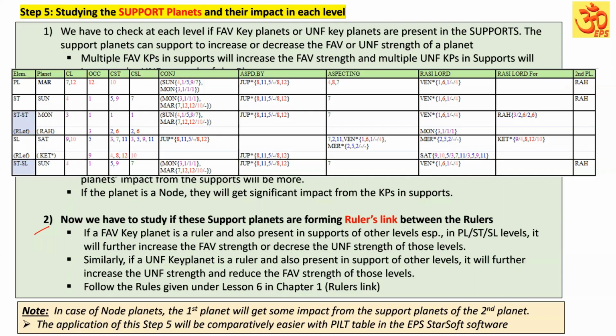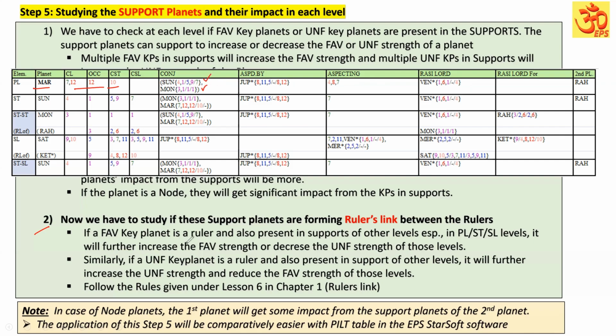You check this planet Mars. The Mars planet is the 7th lord, 12th lord, occupying the 12th house and star lord for the 10th. Is the planet having a favorable key planet in its supports? Yes, it is having the Sun, a good key planet, and the Moon. It is also a favorable key planet, but the Sun is a very good key planet because it is the 7th sublord, 5-9 star lord, and Lagna occupant. And it is having no other favorable key planet. The Sun, a primary cuspal sublord key planet, is present.